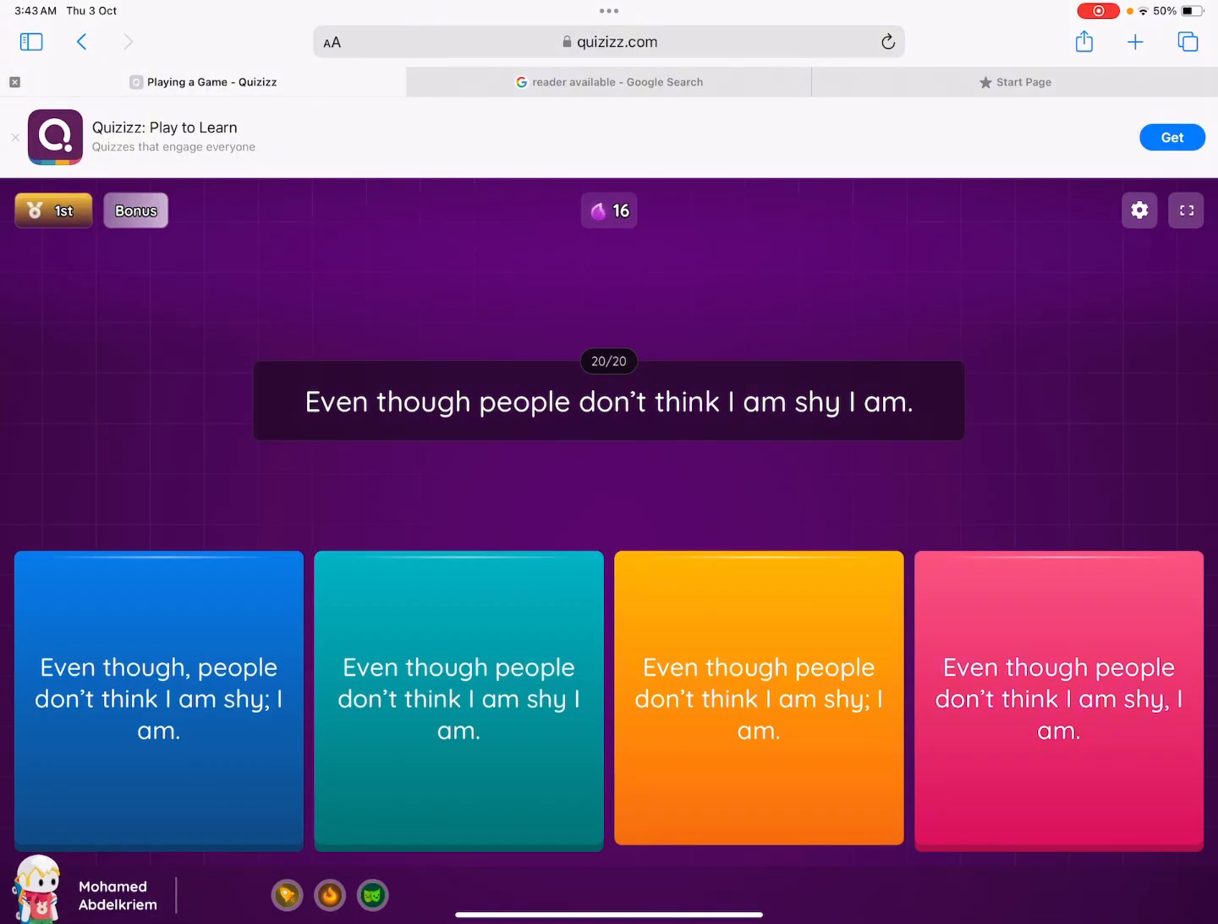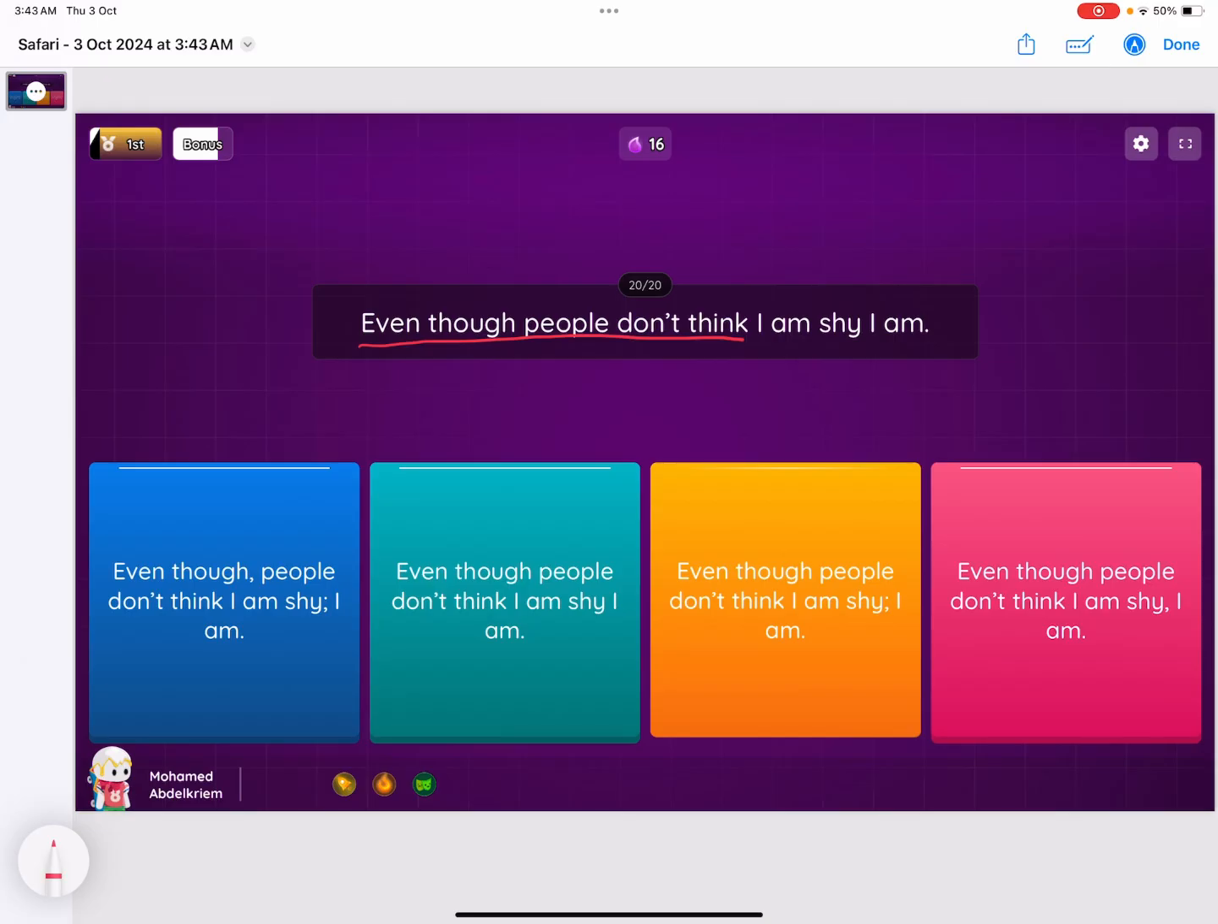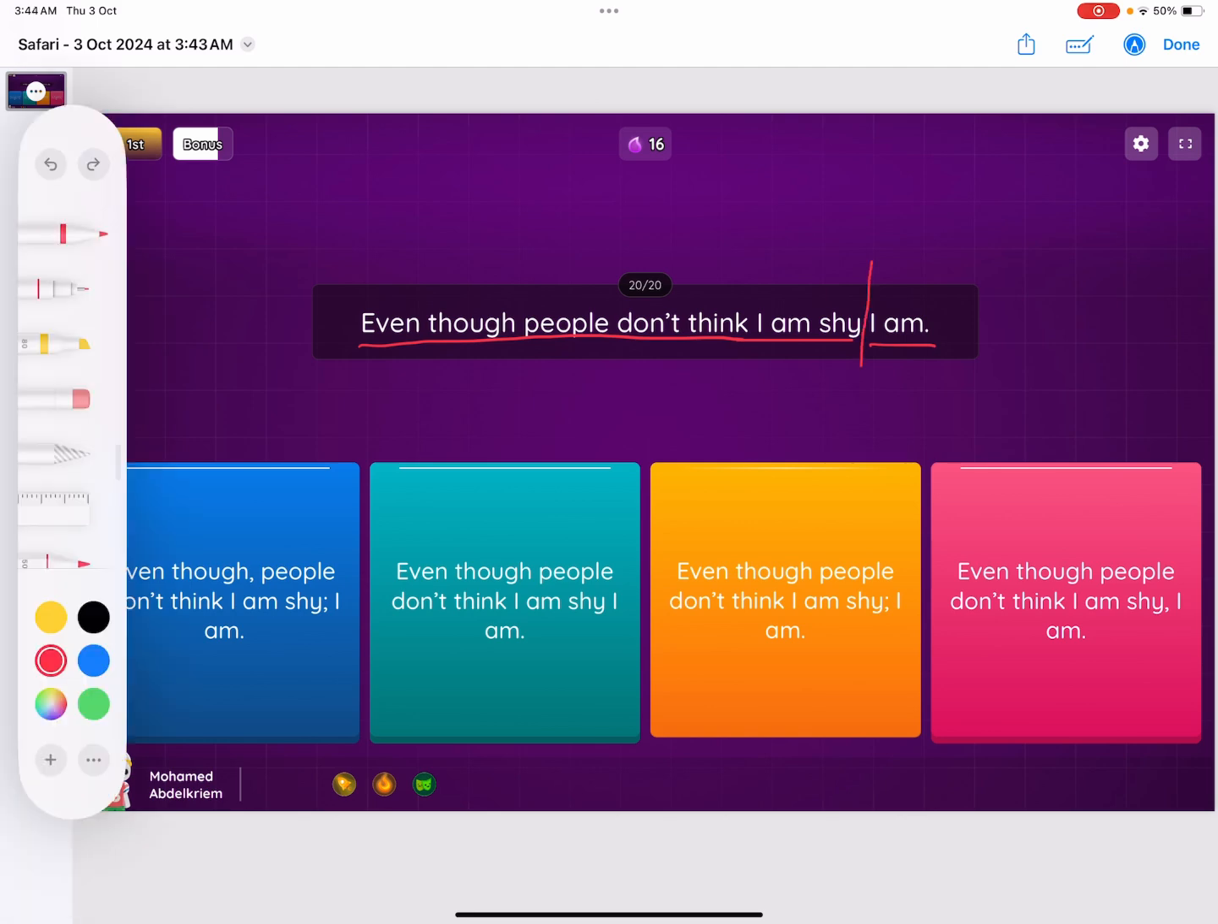Finally, number 20. All right, this one is easy, but it's a little bit mixing up. Even though people don't think I'm shy, I am. So this is the first clause and this is the second clause. All right, let's analyze the clauses. The first one here, is it dependent or independent? It's a dependent clause. Why, Mr.? Is it a dependent clause? Because I have even though, and we said even though is a subordinating conjunction. And whenever the clause has a subordinating conjunction, it's a dependent clause.